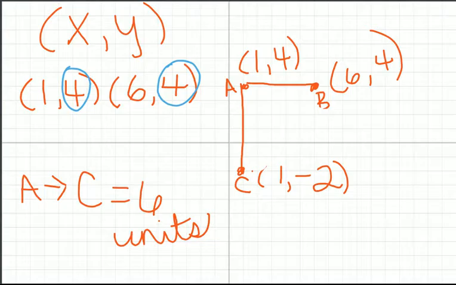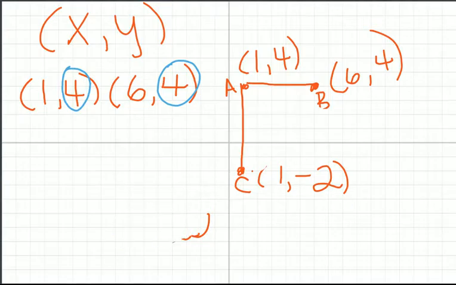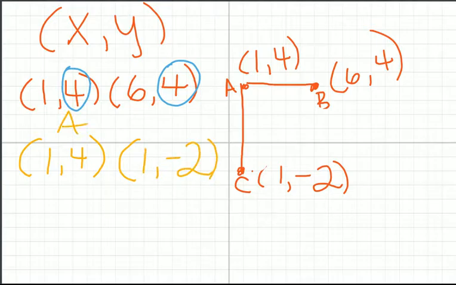Another way you can tell that is by looking at the coordinates. Alright, I've given you the coordinates. Point A is 1, 4. And point C is 1, -2. Okay, this is a vertical line because its x coordinates are the same. And every point on a vertical line will have the same x coordinates.